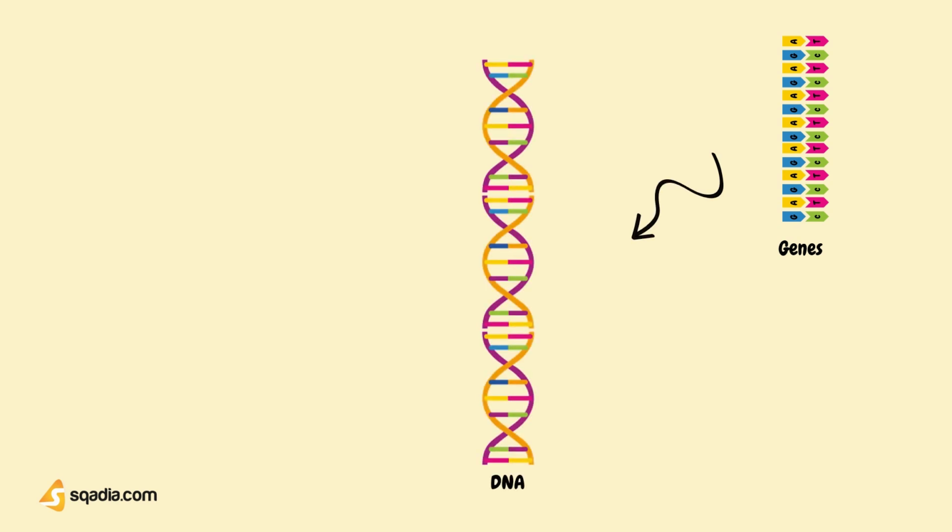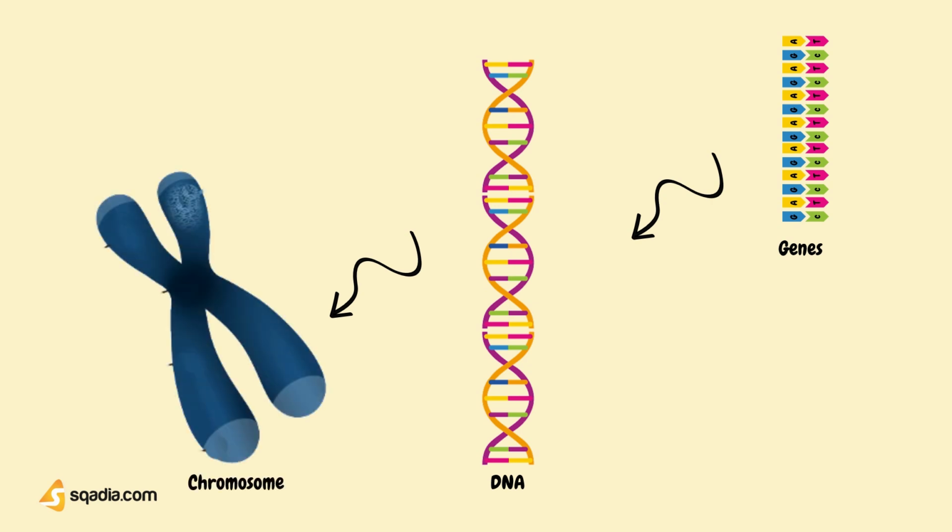So we can say that genes are small sections of deoxyribonucleic acid within the genome, and the deoxyribonucleic acid making up each of our chromosomes.